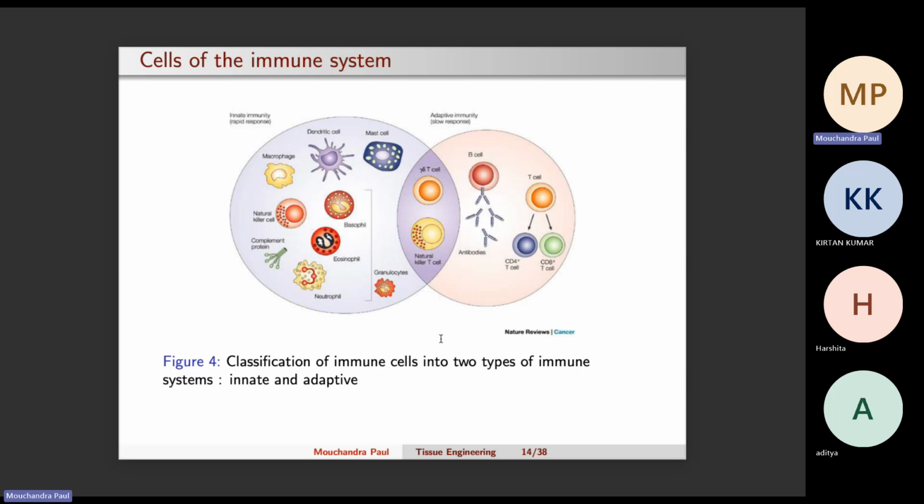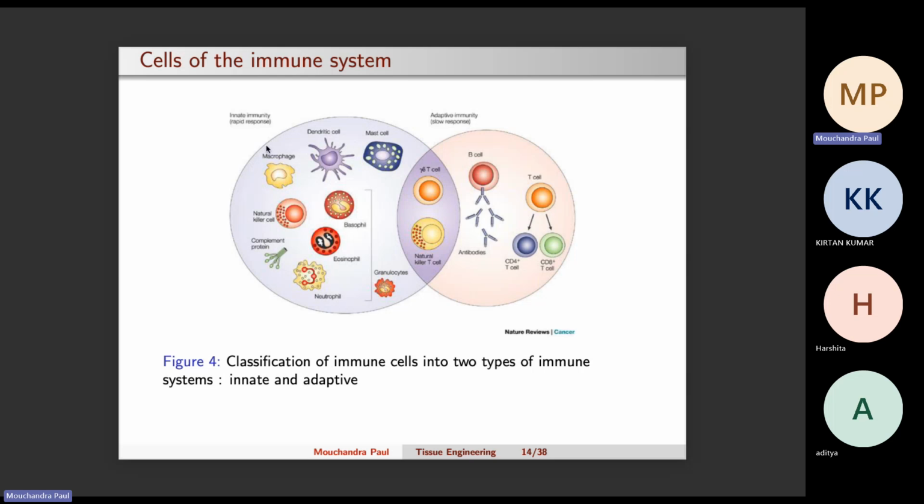So now we can classify these immune cells into whether they are in the adaptive immunity or in the innate immunity, and you will find there are a few cells which lie in the overlap. The natural killer cells, which is a lymphocyte we discussed, belong to both innate and adaptive immunity. And there is another type of T cell, the gamma delta T cell, which is a lymphocyte again, that also belongs to both innate and adaptive immunity.